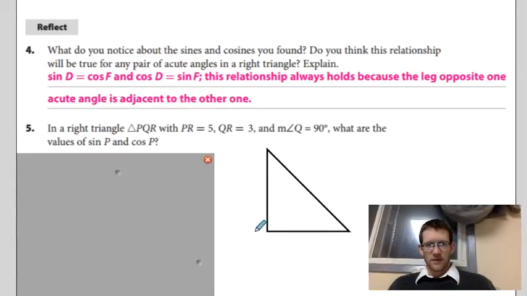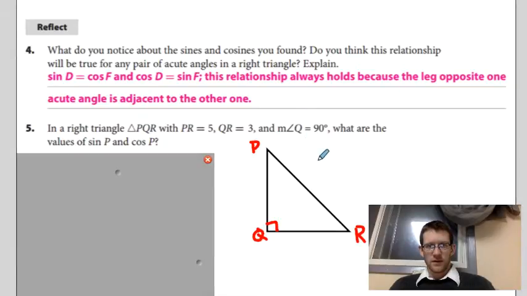So we have measure of angle Q is 90, so we'll put Q down here. That's Q. It doesn't matter where P and R are very much. Let's say P is there. Say R is there. PR is going to be 5. We'll use blue, sure. So that's 5. QR is going to be 3.